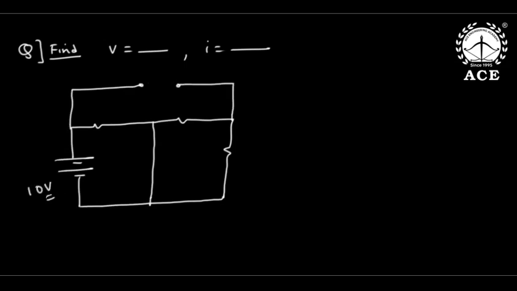This is 10 volt. 1 ohm. Here another 5 ohms is there, and here also another 3 ohms is there. Now we observe everybody. I need this voltage V and current I.